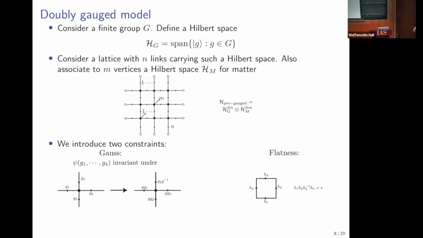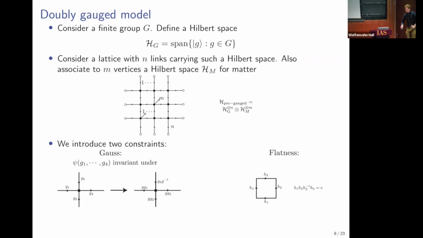We're going to demand that physical wave functions, those that we call physical, are invariant under a certain kind of transformation. This is a transformation where all the links attached to this vertex have their group element multiplied by a group element g in the appropriate way. So here, g1 now goes to g times g1, and g4 went to g4 times g inverse. The reason it's inverse here and not there has to do with the orientation of the links. So the orientation of the links informed us how we're supposed to do this gauge transformation.